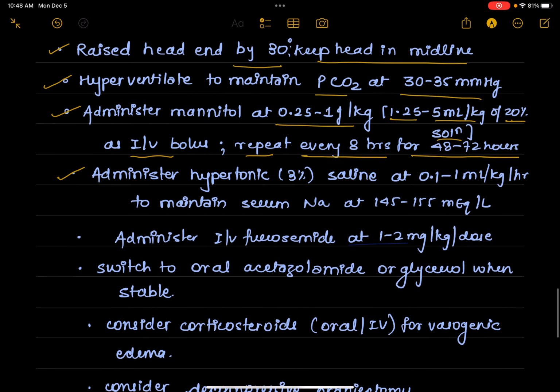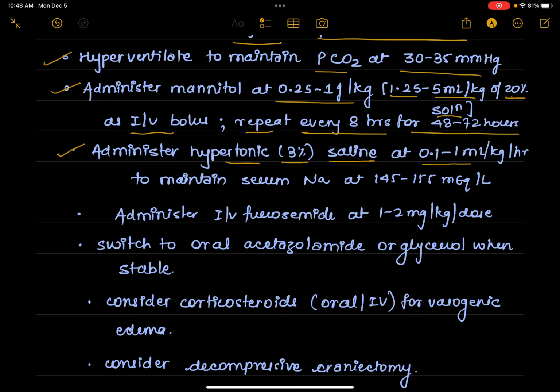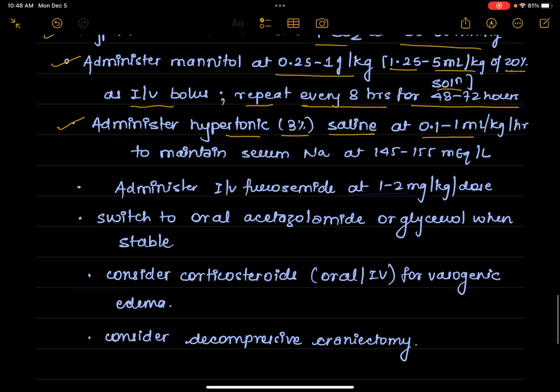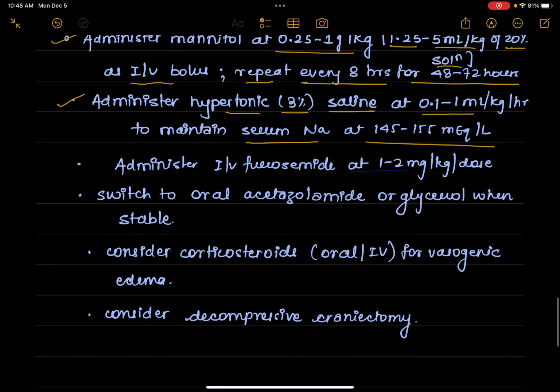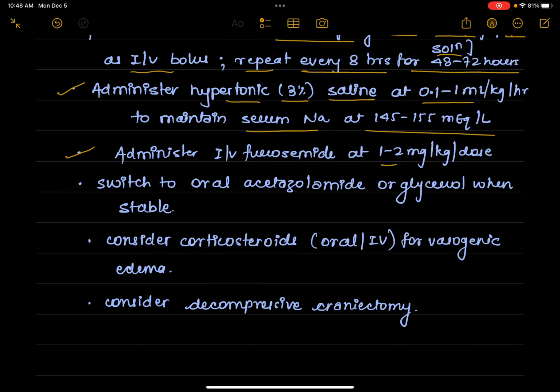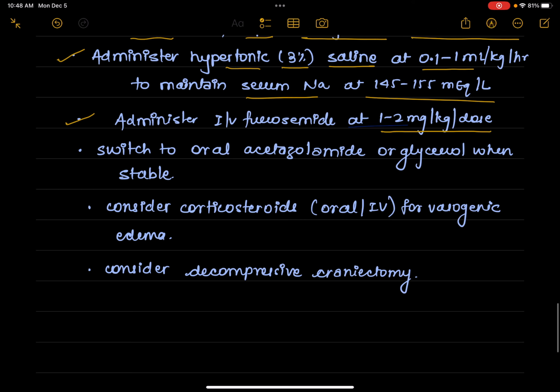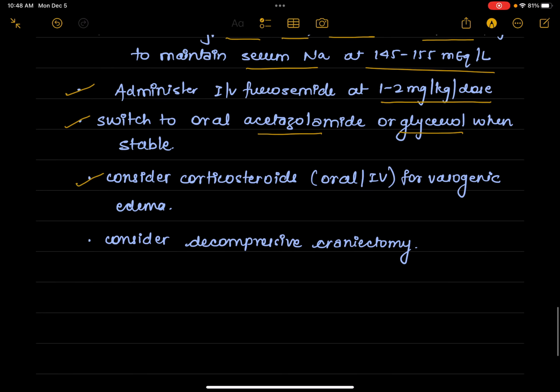We will also administer hypertonic saline, 3% saline at 0.1 to 1 ml per kg per hour to maintain the serum sodium at 145 to 155 milliequivalent per liter. We can administer IV furosemide at 1 to 2 mg per kg per dose. We will switch to oral acetazolamide or glycerol when stable. Consider corticosteroids for vasogenic edema and consider decompressive craniectomy.